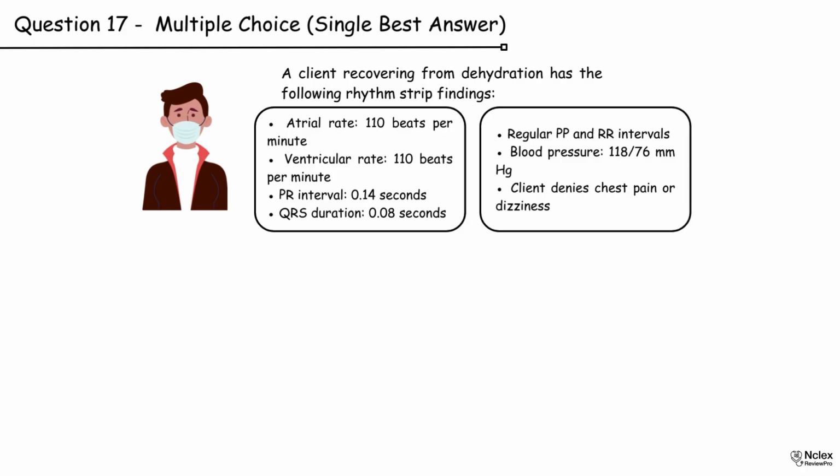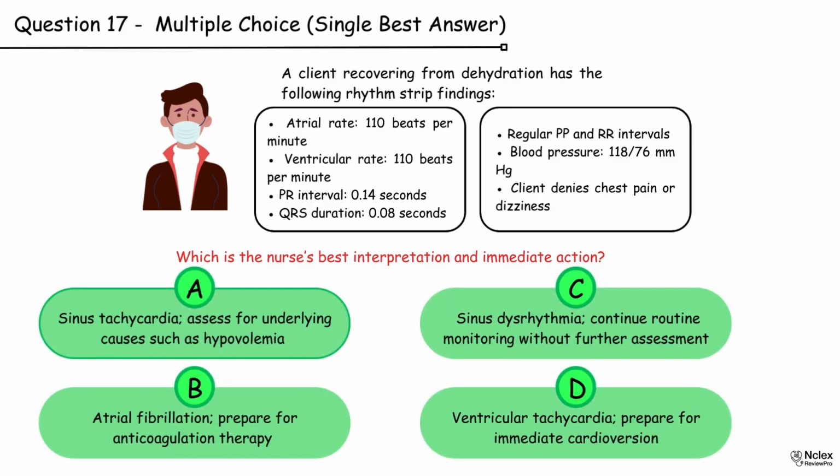Blood pressure 118/76. The client denies chest pain or dizziness. Which is the nurse's best interpretation and immediate action? A. Sinus tachycardia. Assess for underlying causes such as hypovolemia. B. Atrial fibrillation. Prepare for anticoagulation therapy. C. Sinus dysrhythmia. Continue routine monitoring without further assessment. D. Ventricular tachycardia. Prepare for immediate cardioversion.